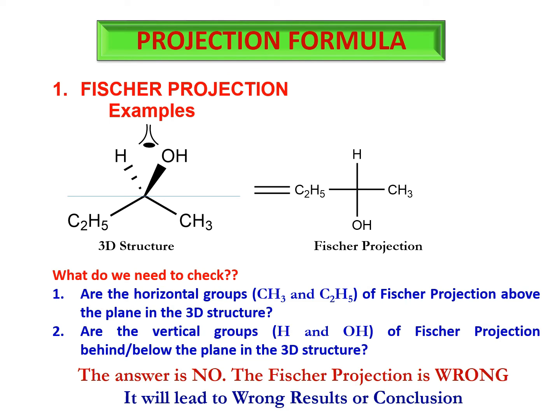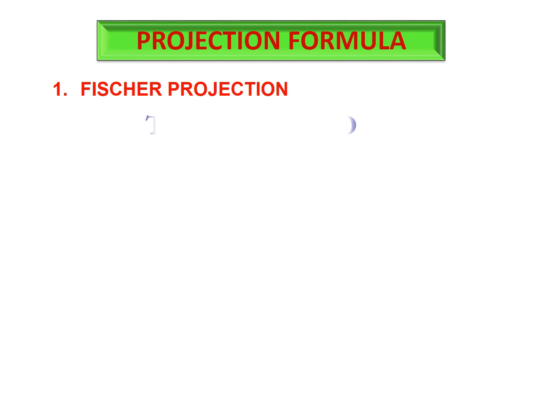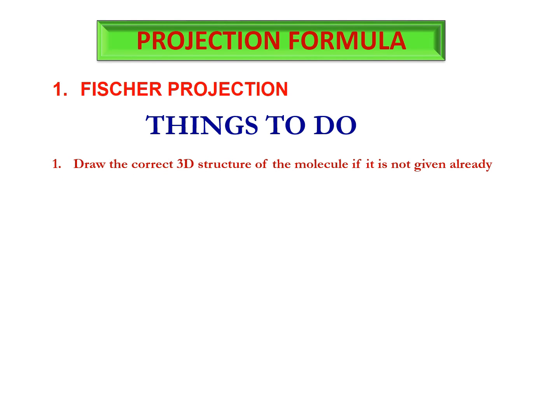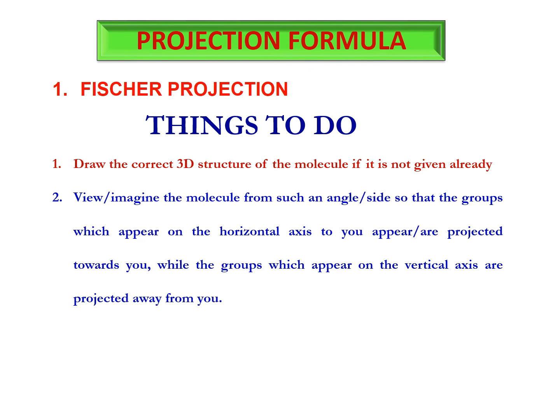So, what are the things to do while drawing a Fischer projection? First, you have to draw the correct 3D structure of the molecule. Correct 3D structure means you should draw all the groups relative to each other in the correct direction or orientation. And then you have to view the molecule, or imagine the molecule, from such an angle or side, the first three that we have discussed, so that the groups which appear on the horizontal axis in the 3D.